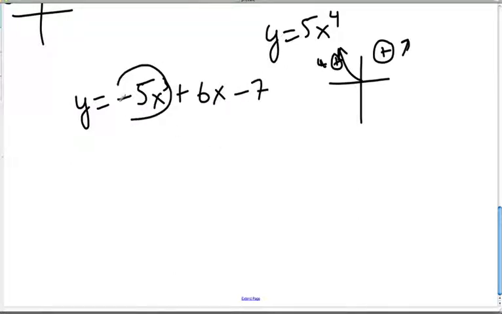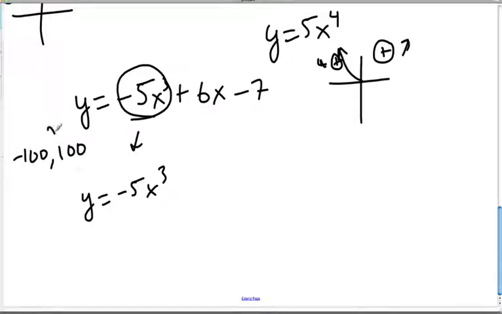Again, the fastest growing term here is 5x to the third. So let's just look at that: negative 5x to the third. And let's say that negative 100 and 100 are going to be our two x values. So negative 100 to the cube, negative 100 cubed.